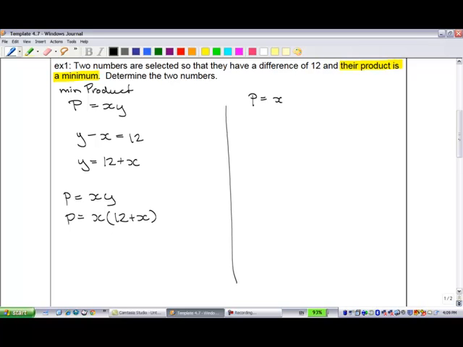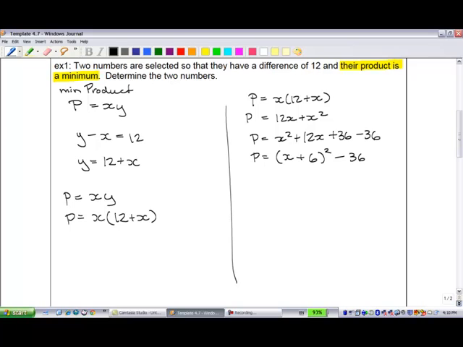P equals x times (12 plus x). If we expand that, we get 12x plus x squared. There is no constant term, so we don't have to worry too much about that. Let me just rewrite it a little more familiar: x squared plus 12x. Half the linear term: the linear term is 12, half of that is 6, squared is 36, so we add 36 and subtract 36. We can complete the square: (x plus 6) perfectly squared minus 36.